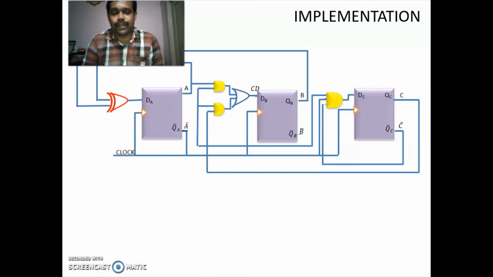Here the type of flip flop we've used is D flip flops. Unless mentioned, it is better to go for D or T, because the number of flip flops you have to draw is reduced. If you go for JK or SR, you have to draw more flip flops. So it is better to go for D or T.